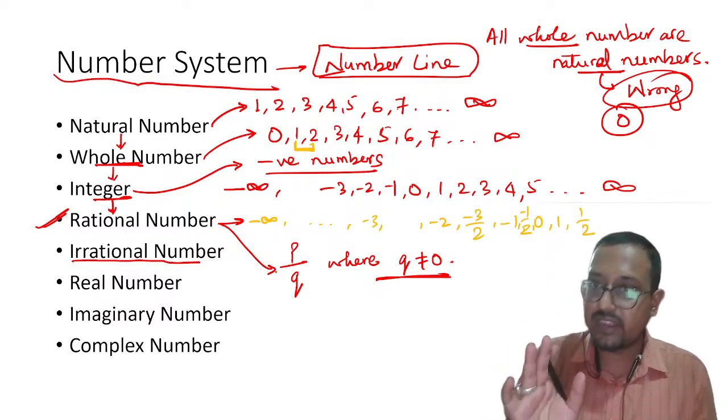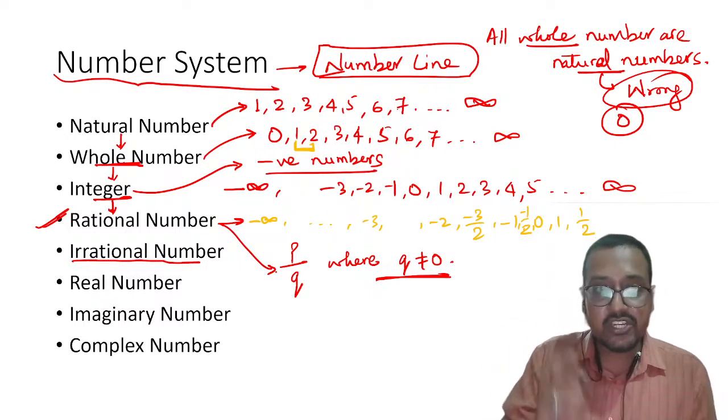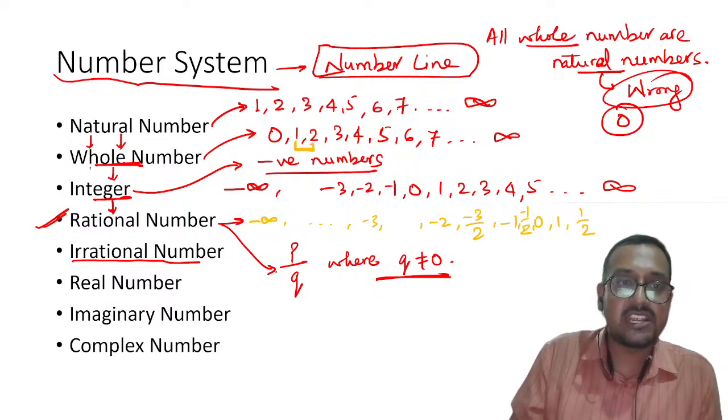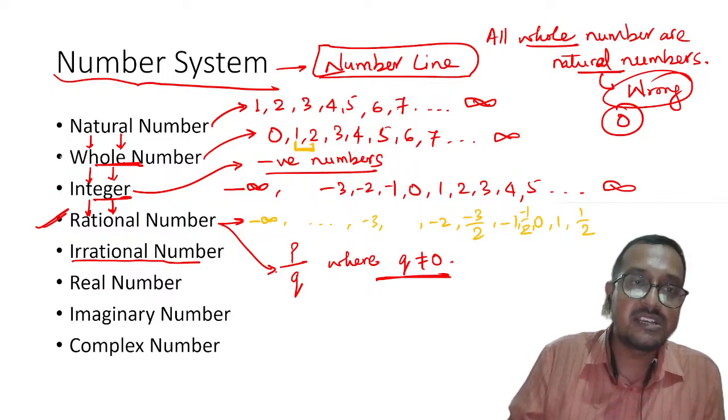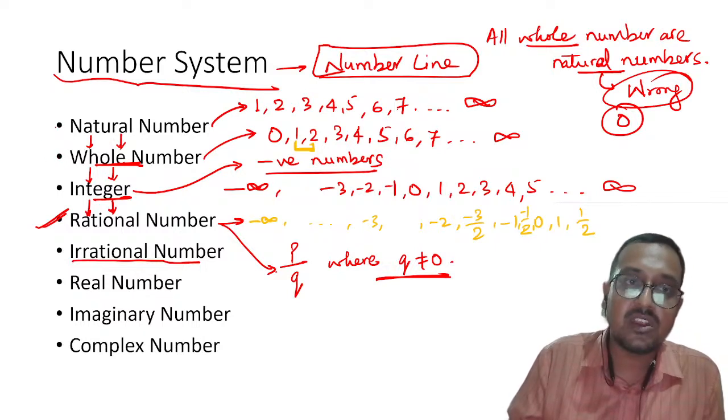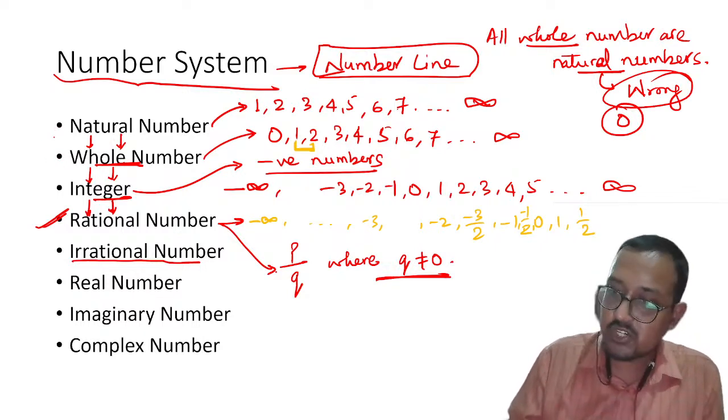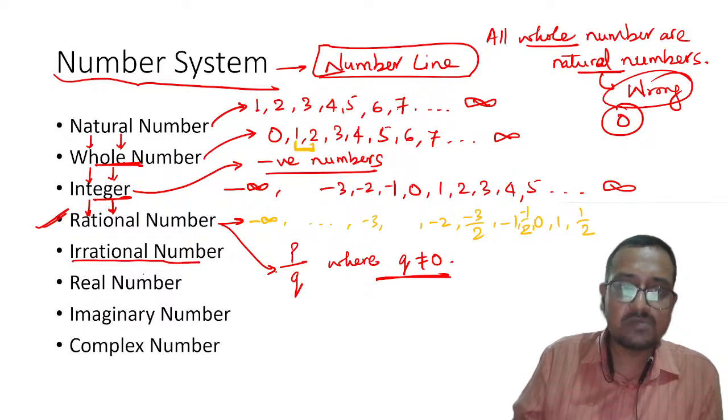I hope this is very clear, right? So make sure that the flow is in this direction, not vice versa. All rational numbers are not integers. All integers are not whole numbers. All whole numbers are not natural numbers. Understood? Now let us move ahead.